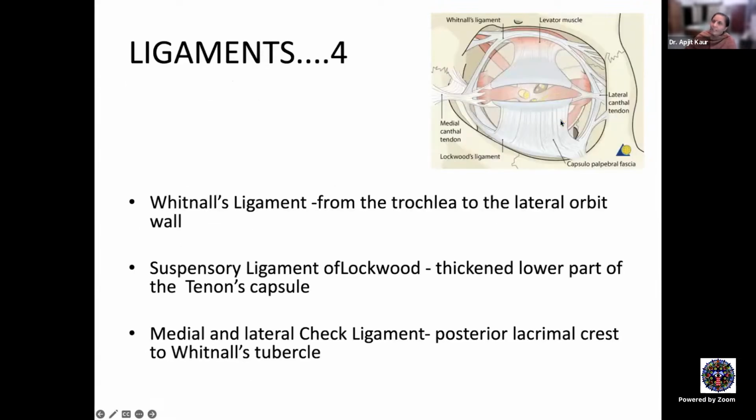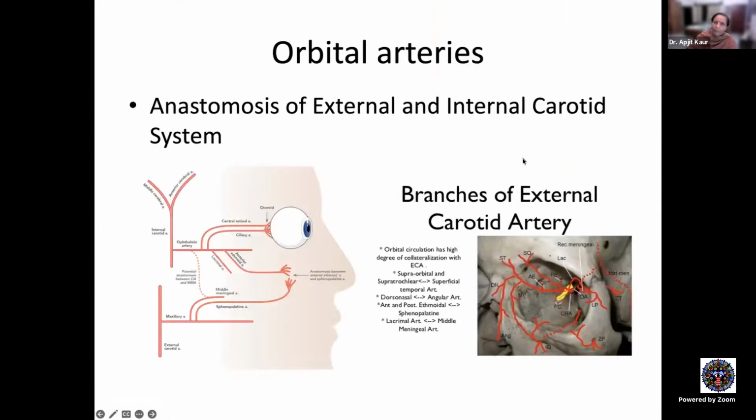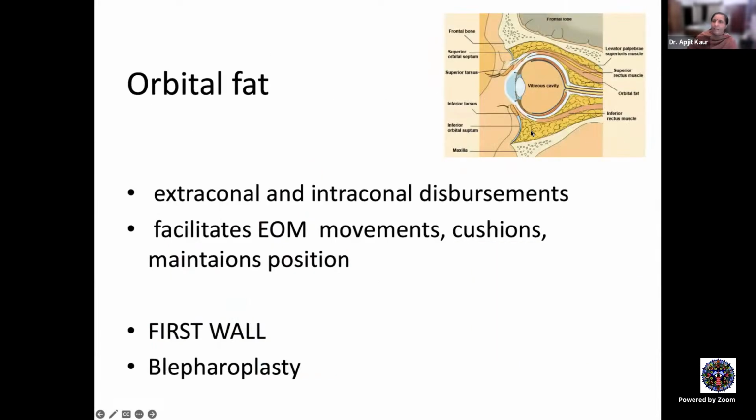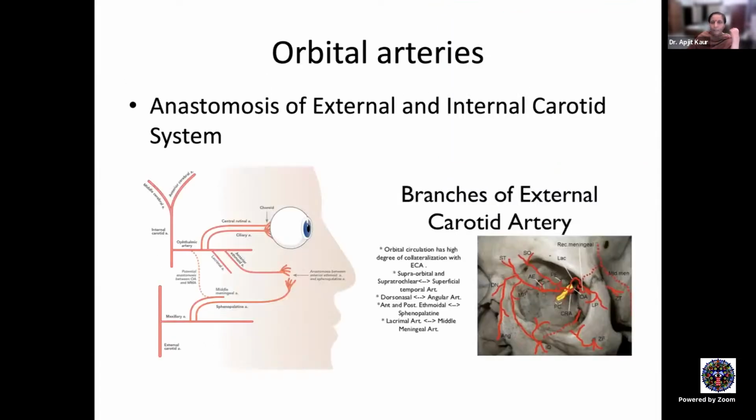Now, in disease, this part gets enhanced, thickened, this fat starts bulging. And this is the latest concept in thyroid-associated ophthalmopathy, where it has been treated as the first wall of approach. It also has a role to play in blepharoplasty procedures, where you realign the structure of the eyelid in cases where there is fat prolapse and lengthening of the skin of the eyelids.